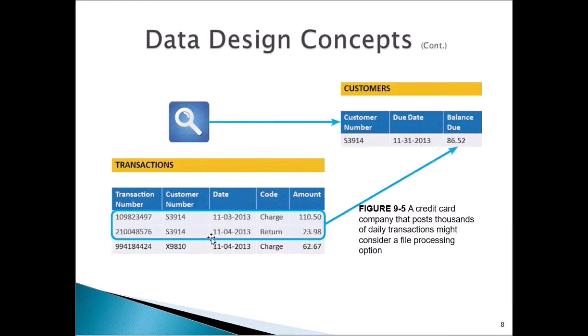Here's an example of a credit card company that posts thousands of transactions and how one might consider a file processing option. So you can see how that's demonstrated.